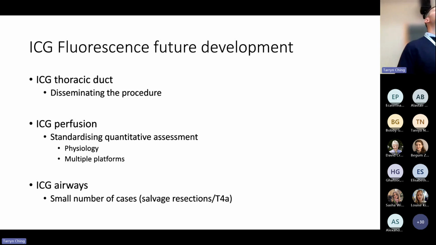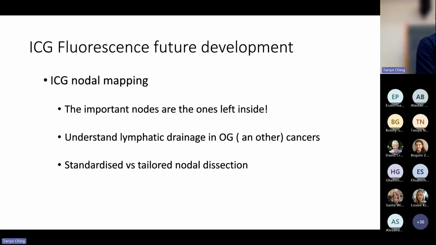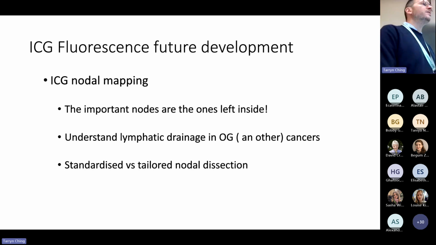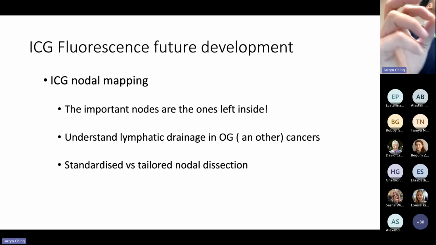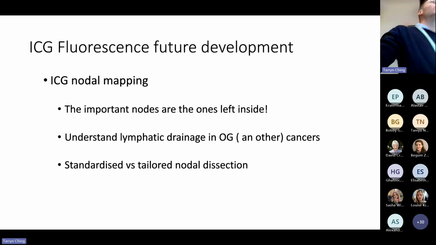ICG airways could be useful for small cases, but probably the real future of ICG is in cancer surgery and nodal mapping. So by injecting ICG in the four quadrants of the tumor, we'll be able hopefully to identify the very important nodes that are the ones that are left inside. We can count lymph nodes and congratulate ourselves. But if we leave the lymph nodes that matter, then it won't be good for the patient. It will give us more understanding of lymphatic drainage and basins, and it will challenge the standardized D2 nodal dissection towards a more tailored nodal dissection.